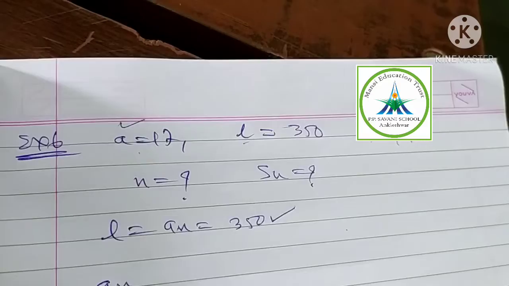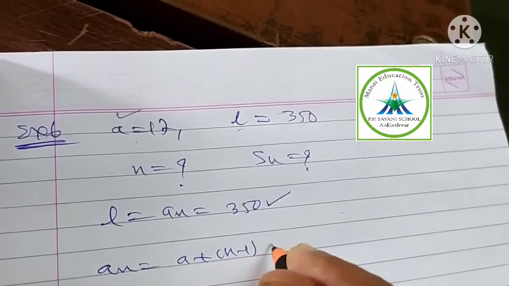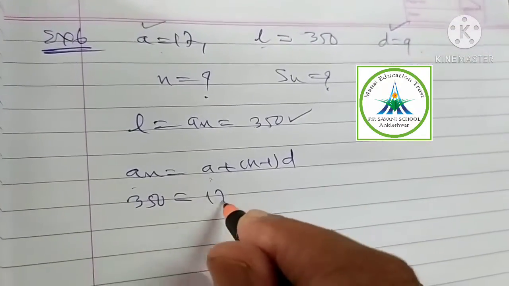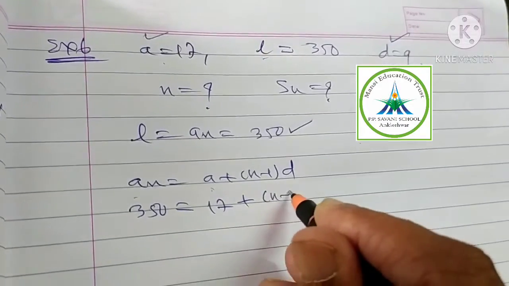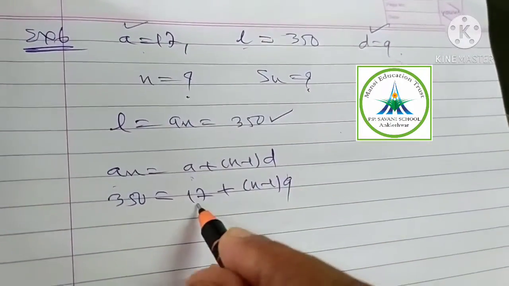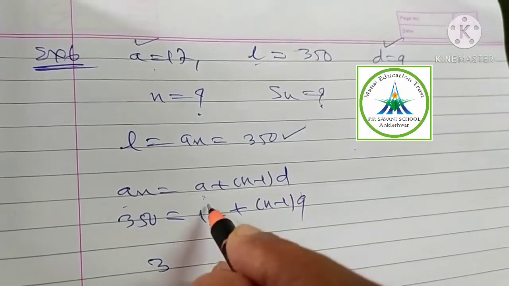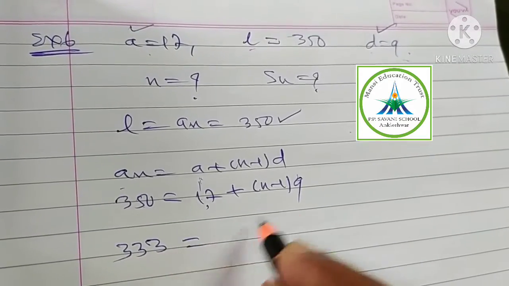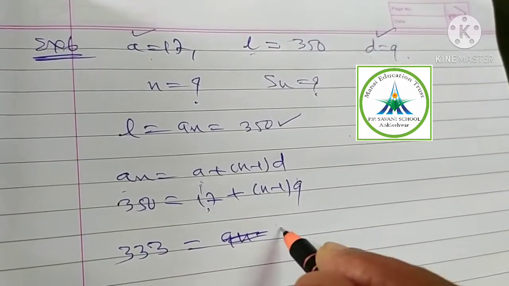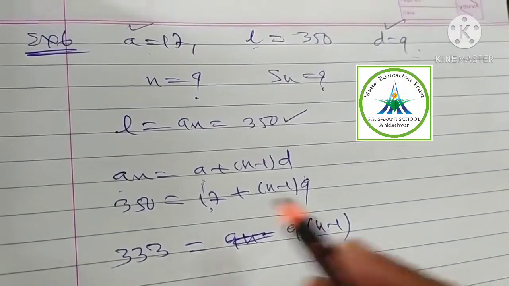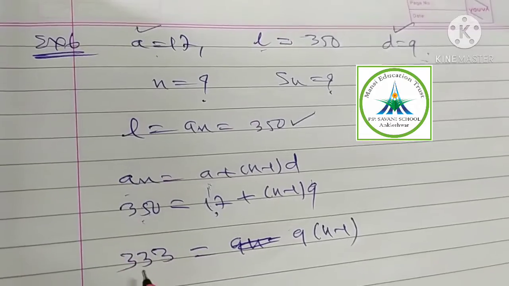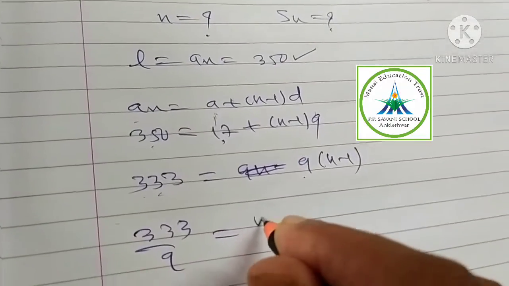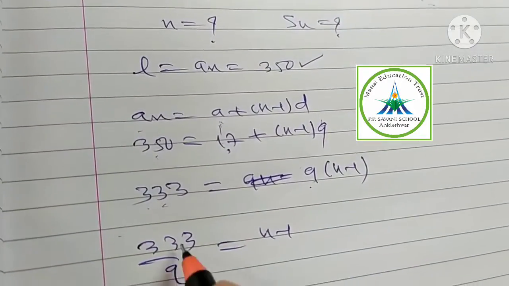See now, the an formula, we will write it simply, sir. We will find it easily. an is 350. Put the values. a is known to you, 17. n we don't know. d is known to you, 9. 17 comes to this side. 333 equal to 9 bracket n minus 1. See, 17 brought to this side, subtraction, transposition. We got 333 divided by 9 equal to n minus 1. Okay, now cancel by 9.